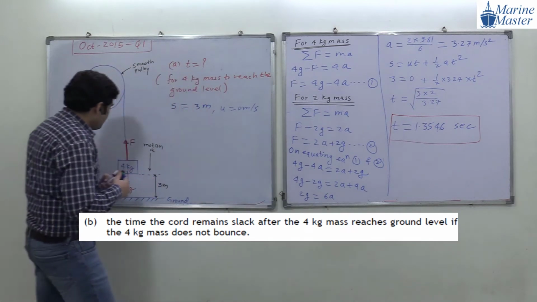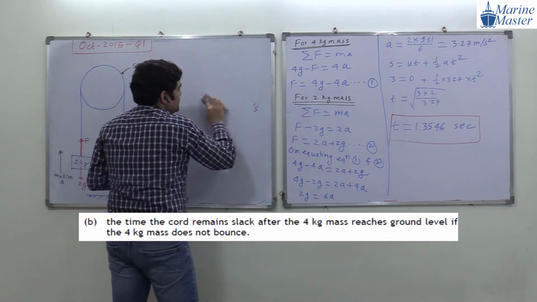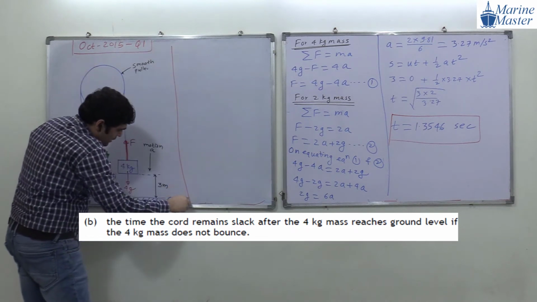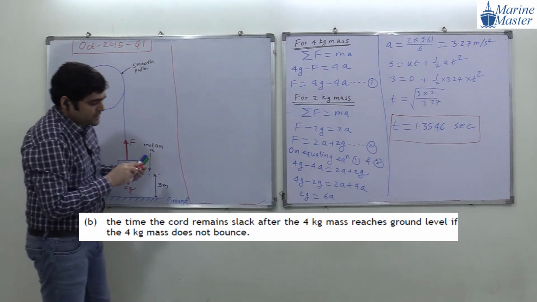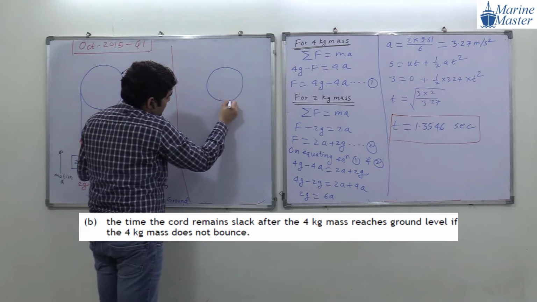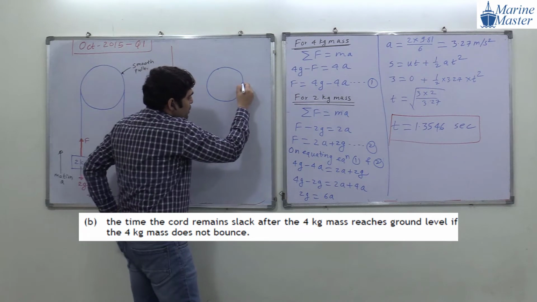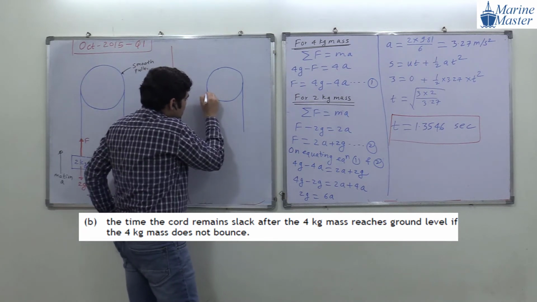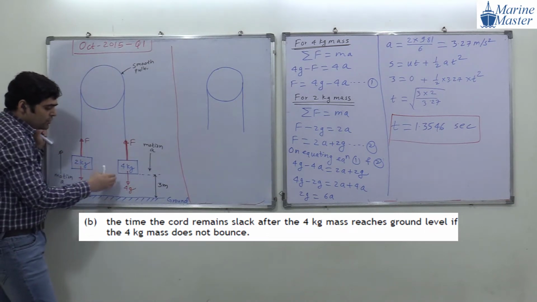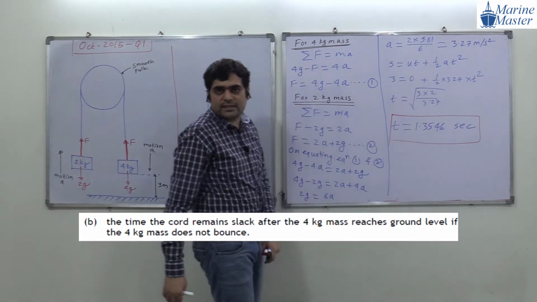I'm going to draw another drawing beside this drawing. Everyone try to see the scenario here. Don't draw anything, don't write anything. I'm going to draw a smaller drawing. We don't have to show forces here. So this is the 4 kg mass, and on this side the 2 kg mass. So after some time, after 1.346 second, what will happen?